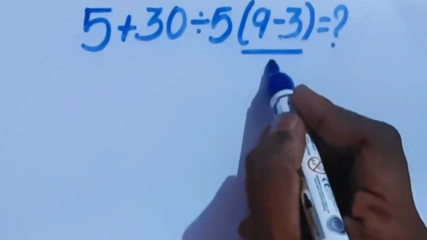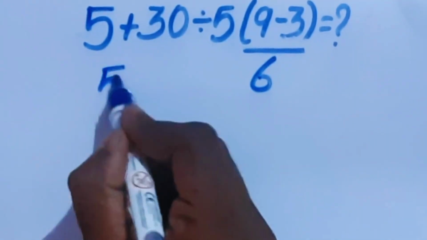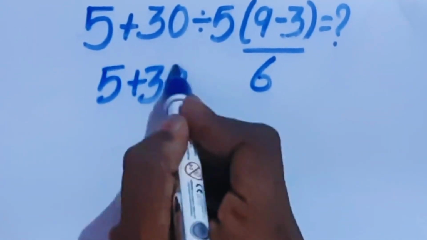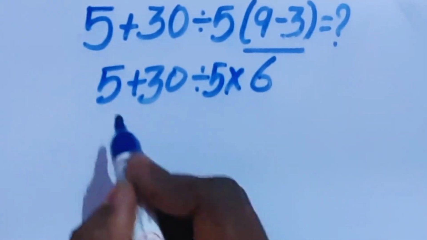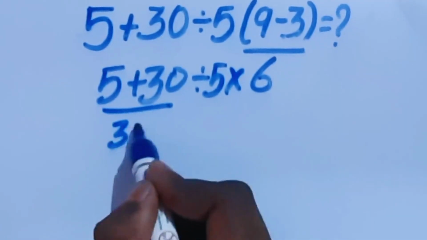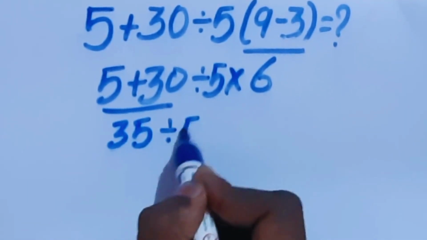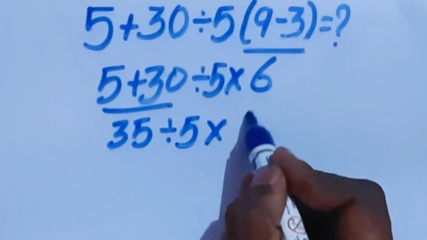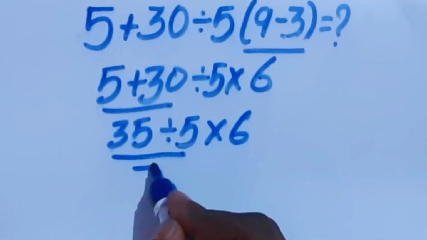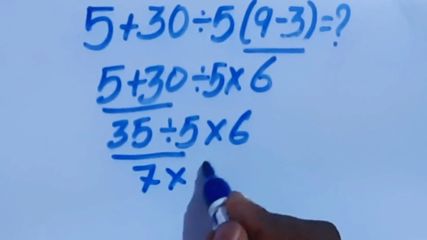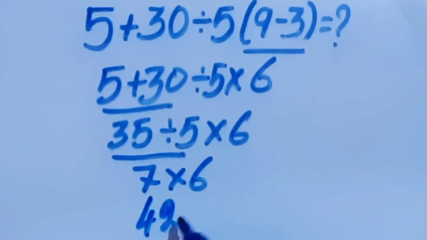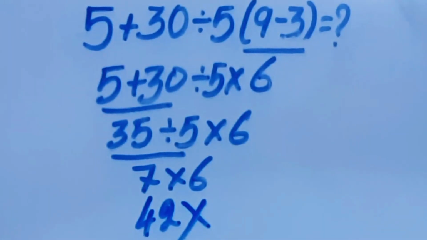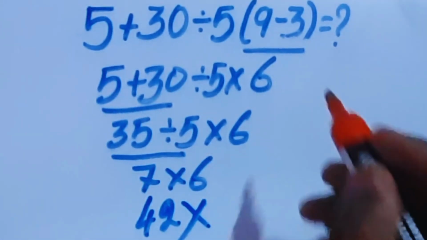Now we are going to solve this. 9 minus 3 is 6. Then 5 plus 30 divided by 5 times 6. This is 35 divided by 5 times this 6. Here this is 7 times this 6. Here we'll get 42. This is wrong. As per the order of operations PEMDAS, this is absolutely wrong.